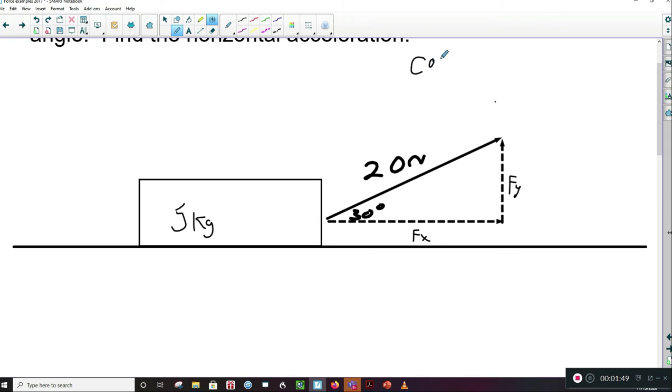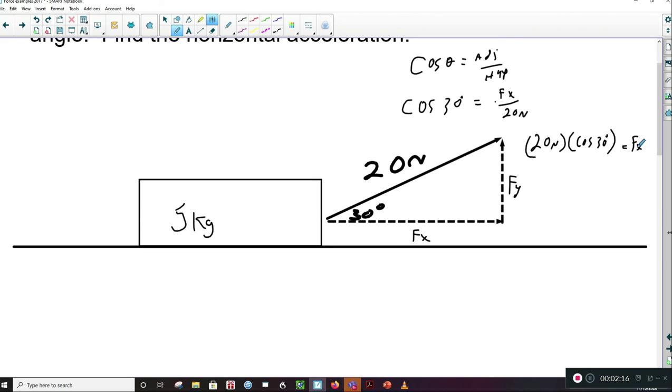So let's write that down. Cosine theta is adjacent. You can skip this part if you know this. You probably do by now. Most of you anyways. Is equal to fx over 20 newtons. Okay, so now I have 20 newtons times cos 30 is equal to fx.